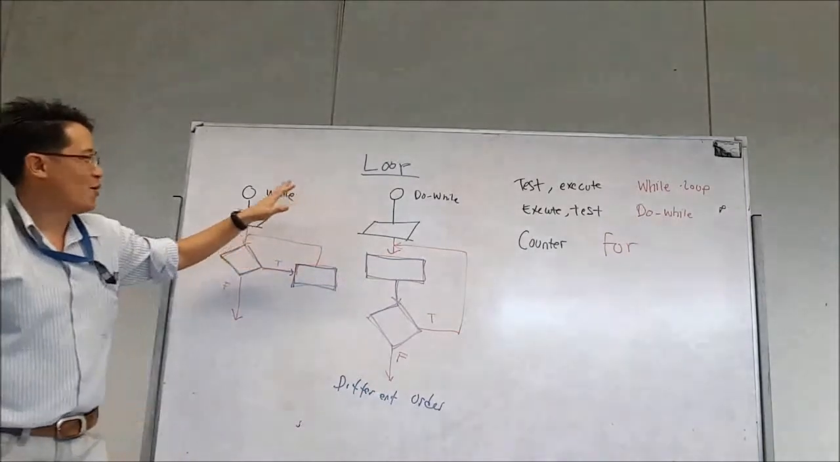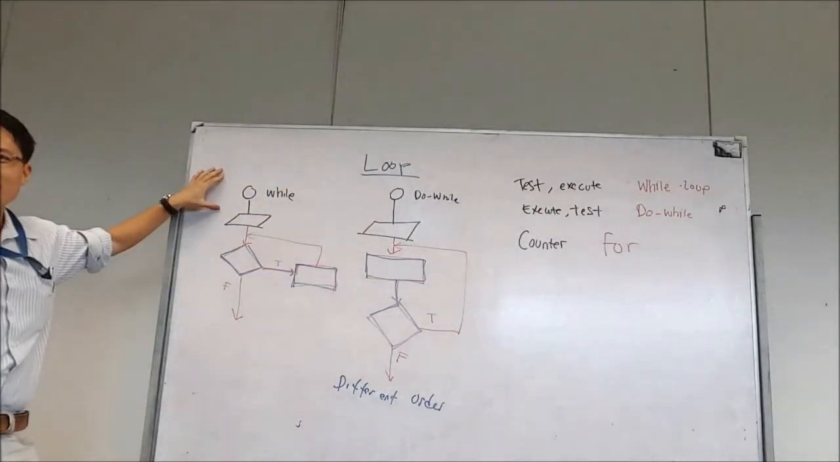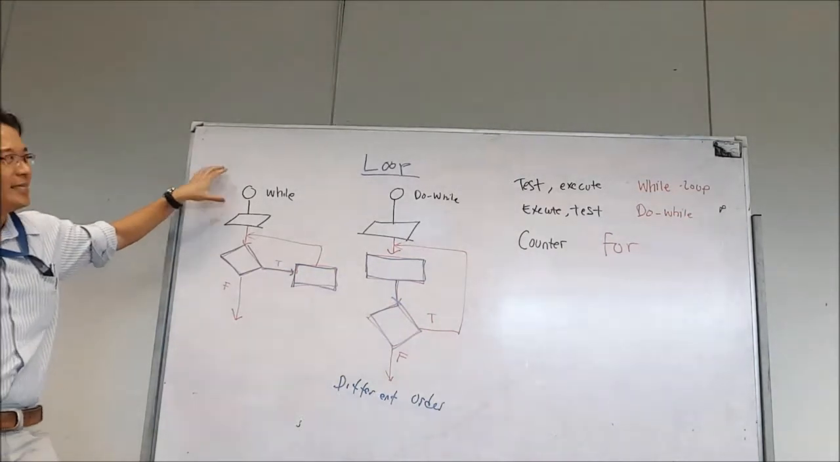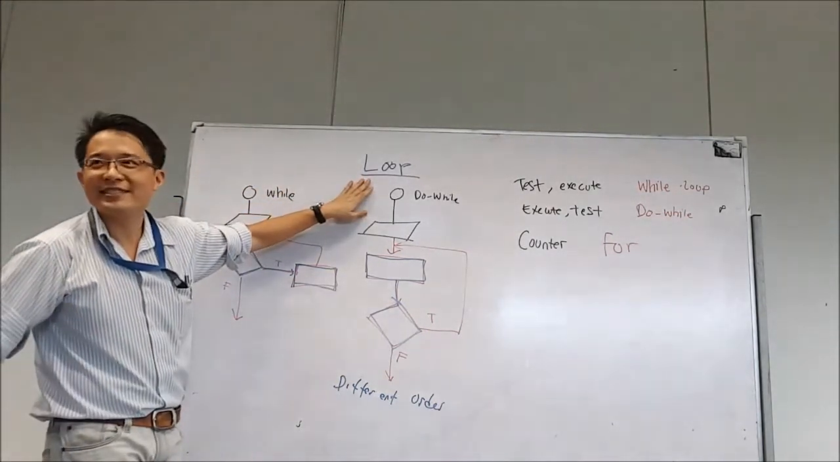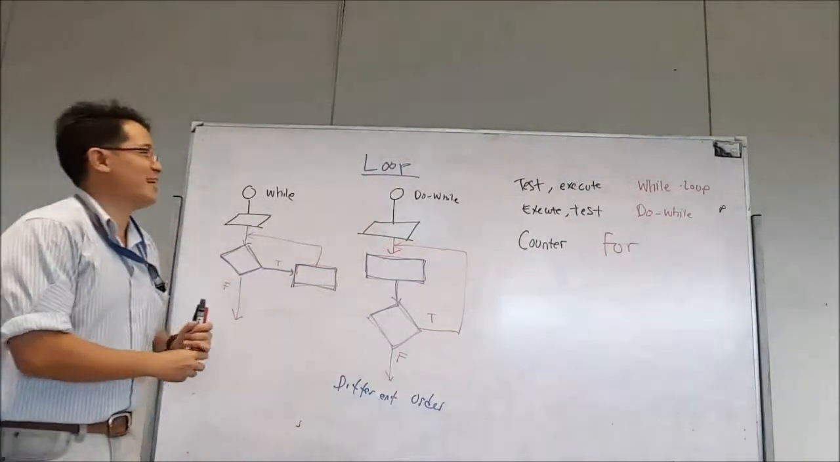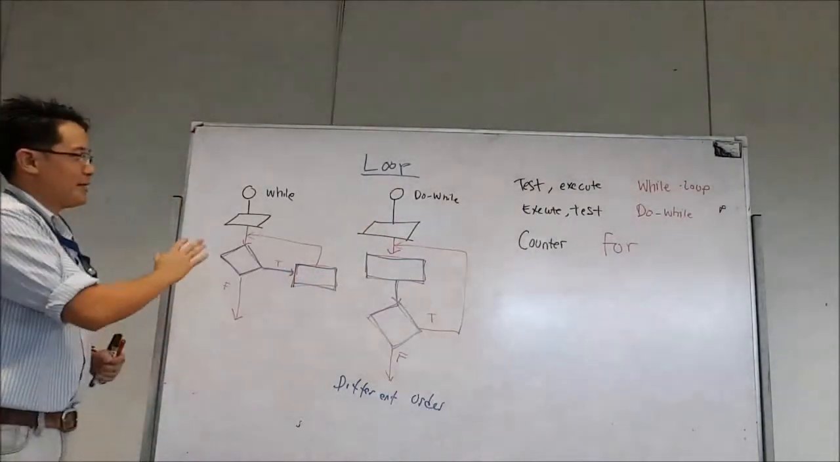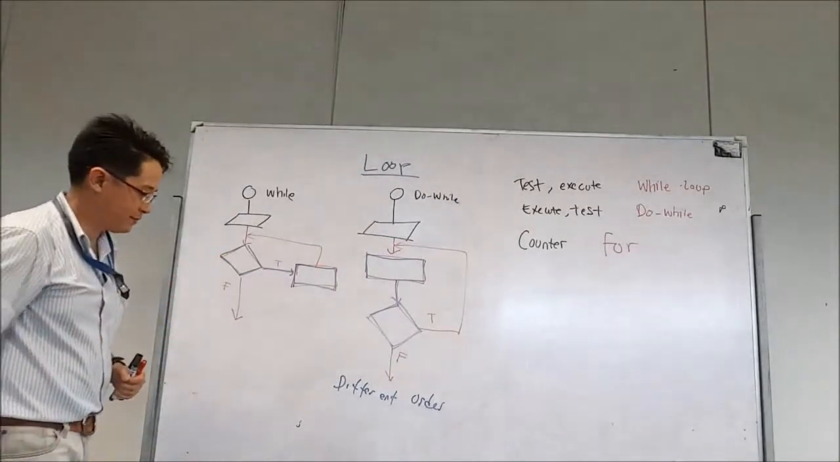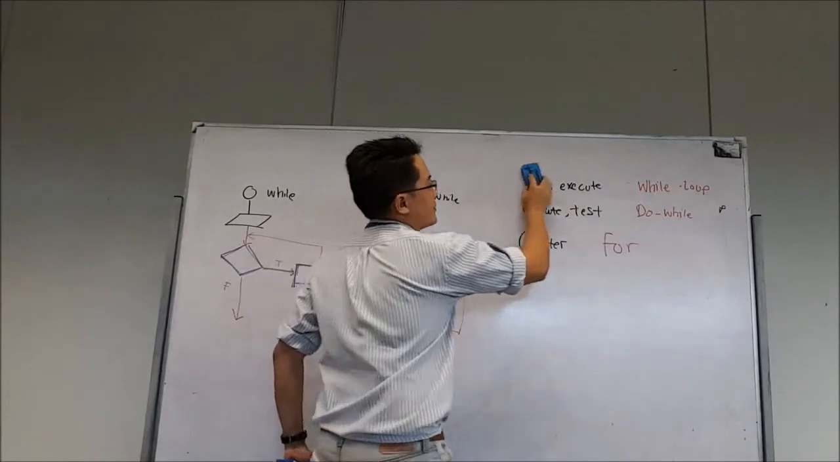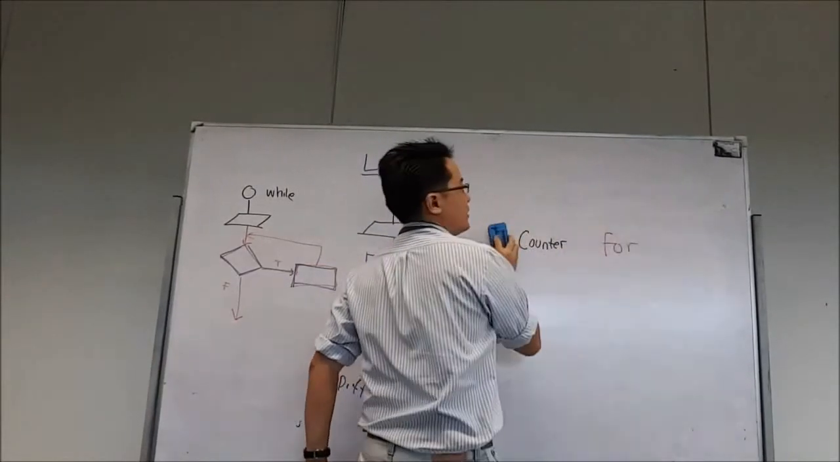Alright, so while loop, you ask about the price, then you buy, and then you eat. Do while, you eat first, then ask for the bill. Okay. Now, the third type is for loop. Okay? Done. Let's look at for loop.